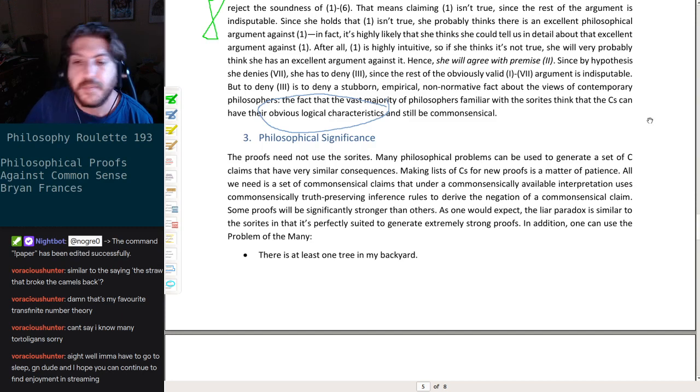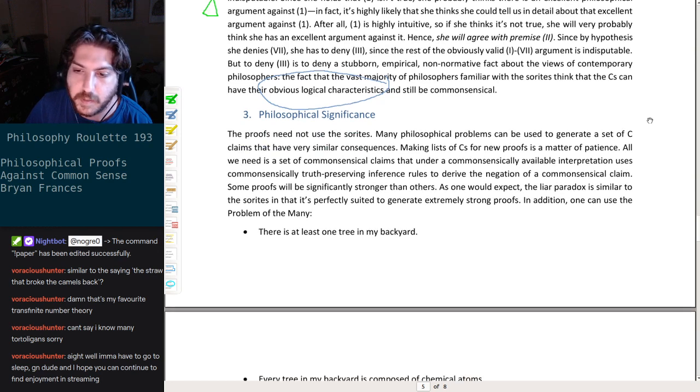3. Philosophical significance. The proofs need not use the Sorites. Many philosophical problems can be used to generate a set of C claims that have very similar consequences. Making lists of C's for new proofs is a matter of patience. All we need is a set of commonsensical claims that under a commonsensical available interpretation uses commonsensical truth-preserving inference rules to derive the negation of a commonsensical claim. Some proofs will be significantly stronger than others.